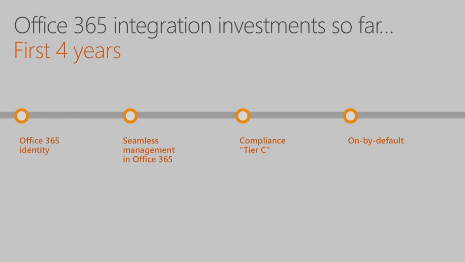Following up on that initiative, we brought Yammer in line with the security and compliance functionality that you see across the rest of the suite. So the Tier C level of compliance, which enabled us to turn Yammer on by default for almost every business and education tenant in Office 365. So we could say, Yammer is here, we are fully integrated into Office 365. It's a very exciting moment for us.